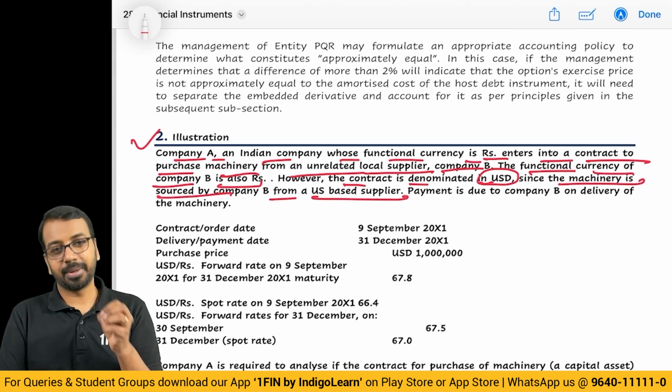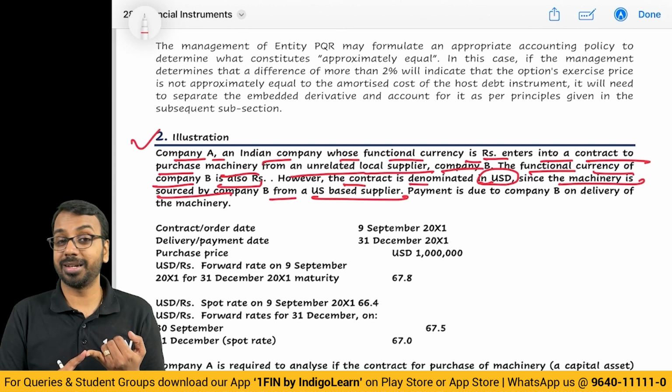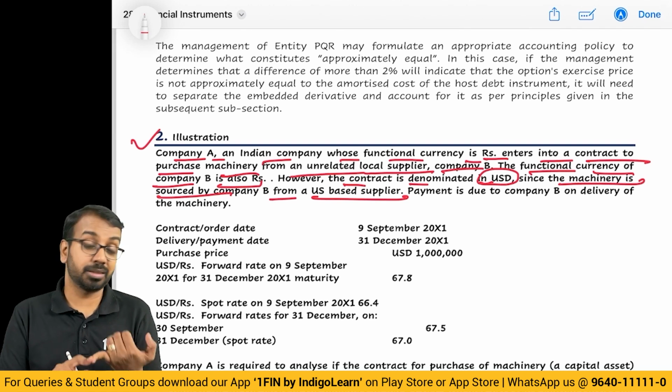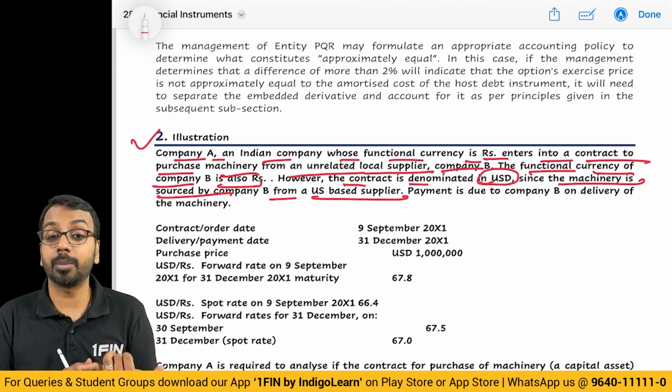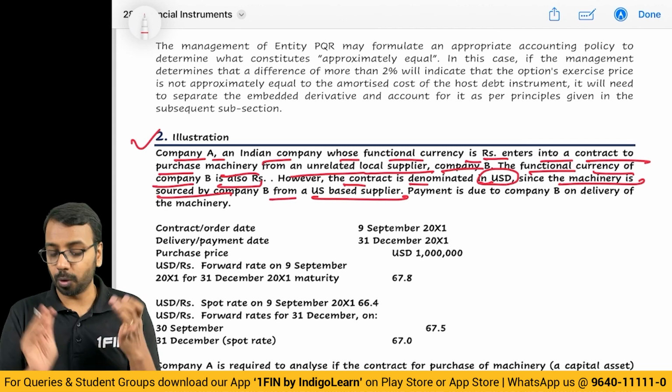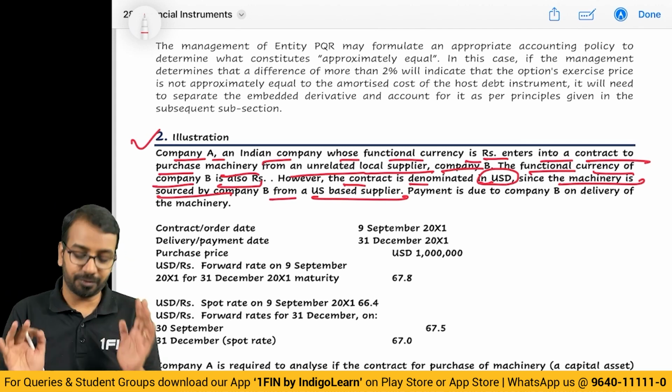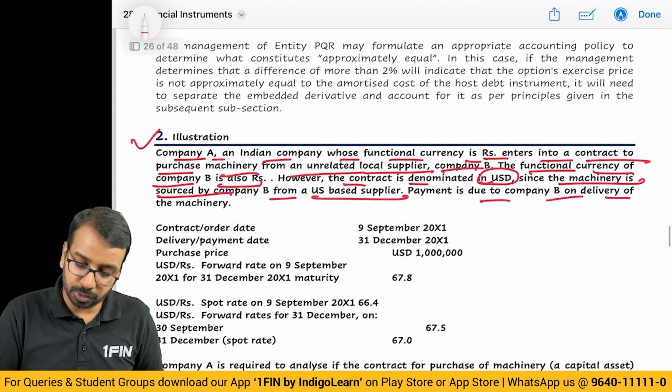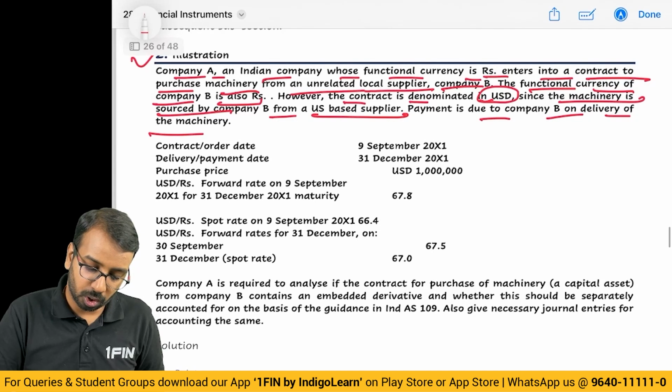See, wherever I buy from, is it my substantial, is it a currency of one of the parties? No. Is machinery normally traded in USD in India? No. So even if you have imported, it doesn't make a difference. Payment is due to the company on delivery of the machinery. Order date 9 September, delivery date 31st December, purchase price 1 million USD.